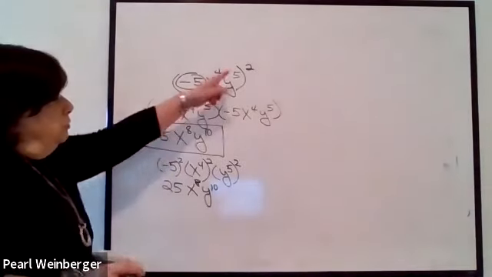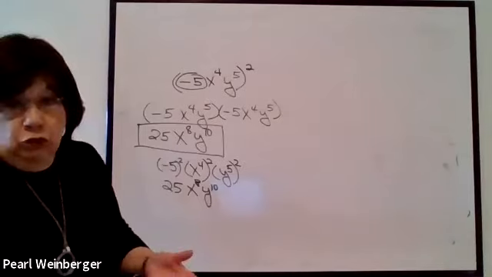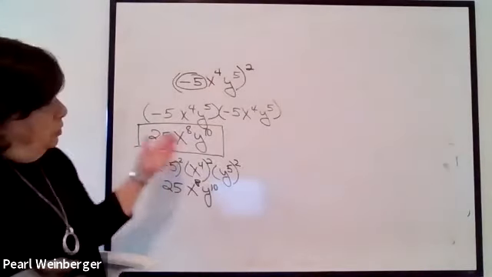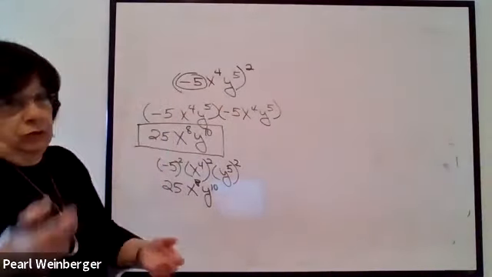Again, when your exponent on the outside is a 2, it's relatively easy just to write it and square it. When your exponent is more than 2, then you want to be able to use this more efficient method of distributing the exponent.